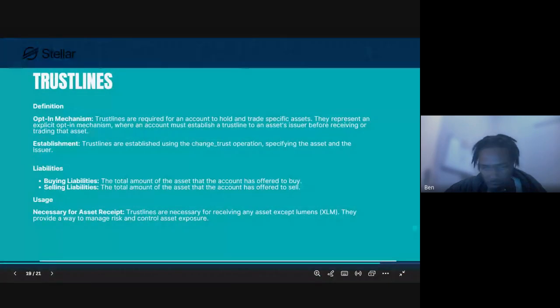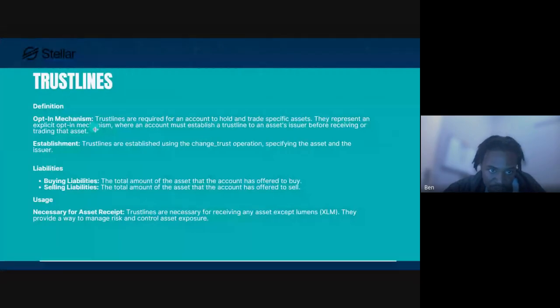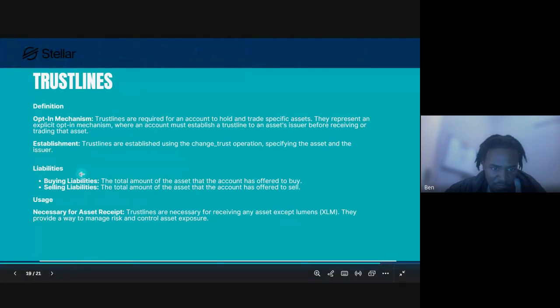And another thing, trust lines. Definition: trust lines are required for an account to hold and trade specific assets. They represent an explicit opt-in mechanism where an account must establish a trust line to an asset issuer before receiving and trading assets. Establishment: trust lines are established using the change_trust operation, specifying the asset and the issuer. Liabilities: buying liabilities, the total amount of assets that the account has offered to buy. The selling liabilities, the total amount of the assets that the account has offered to sell. So this is just extra information that I put in.